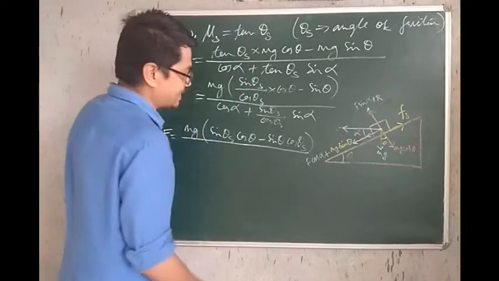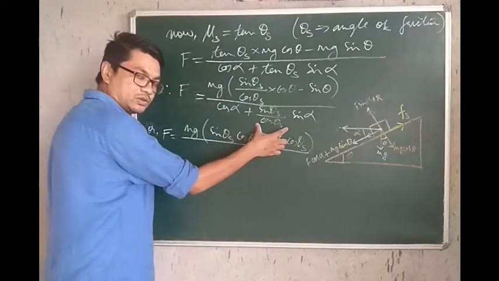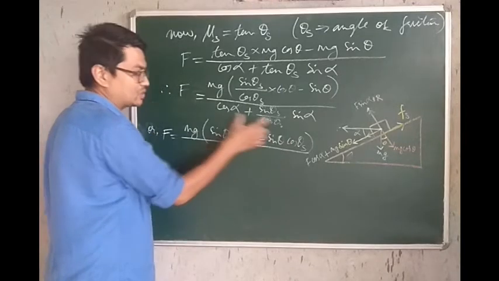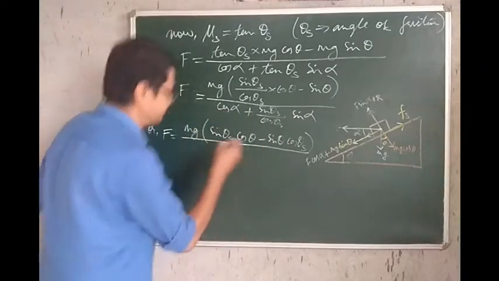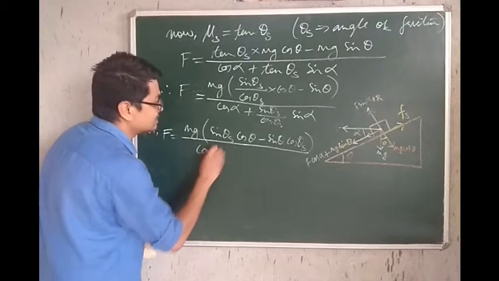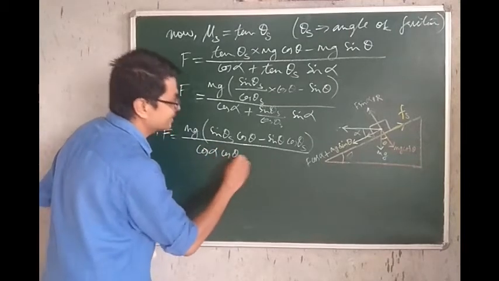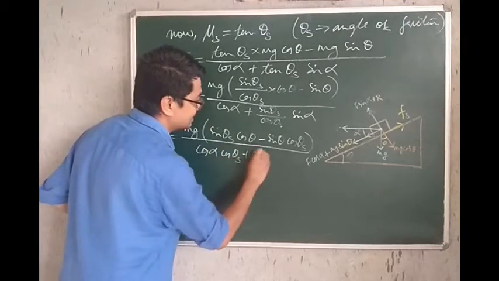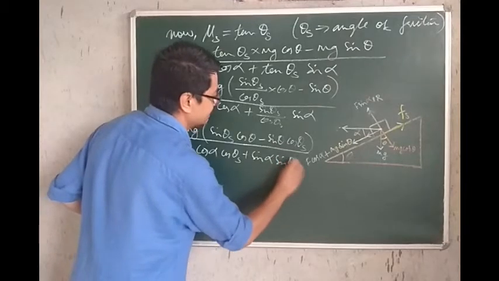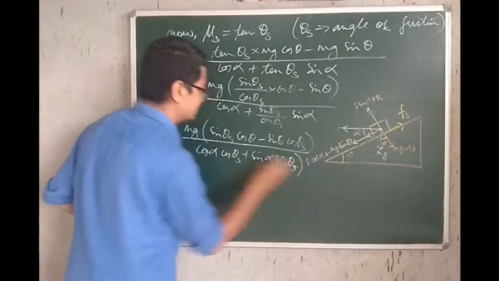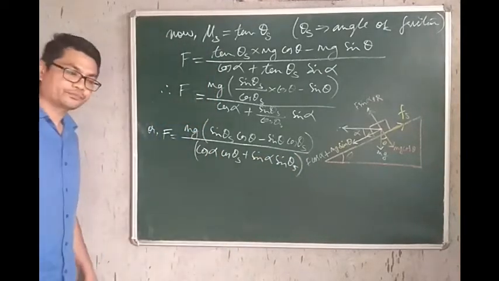Okay, I hope you all are understanding the mathematics. Likewise, we take out LCM cos θs here. So cos θs comes and multiplies this term here. So we get cos α cos θs plus sin α sin θs. Let me write it this way.